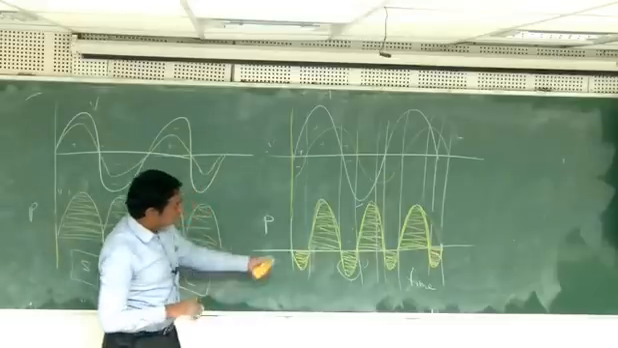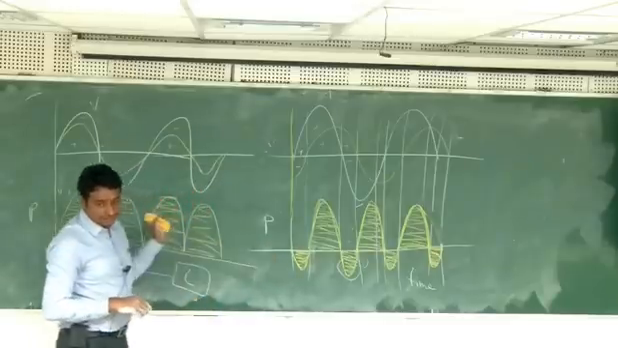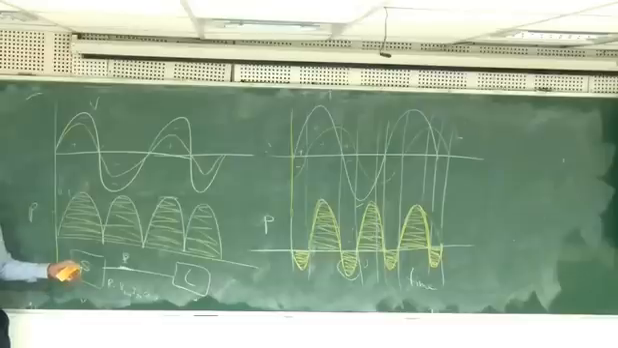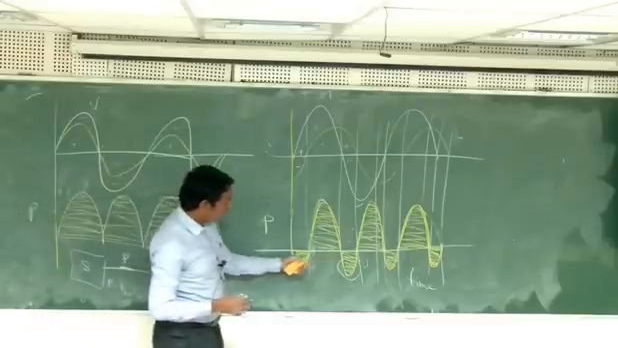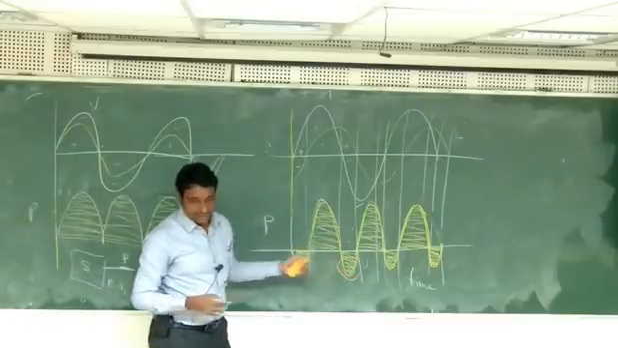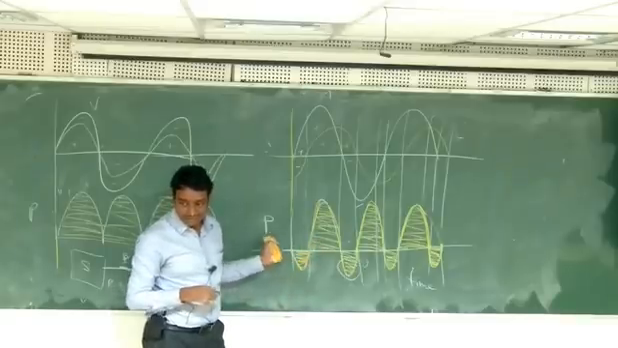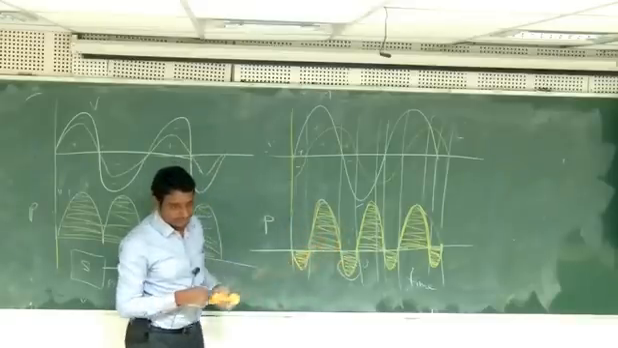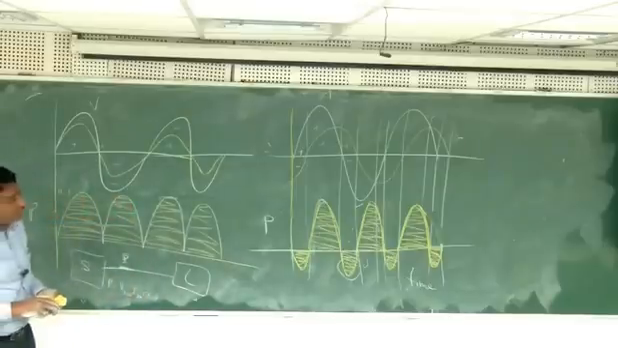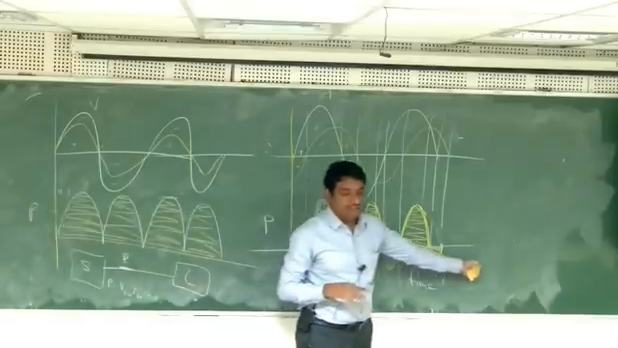Notice one thing. On an average, the power direction is left to right. Why? Because if you calculate the area, power into time is energy. So you calculate the area. The positive area is more, negative area is less. Ultimately, energy is going from source to the load. And that energy which is finally coming here is converted into work.